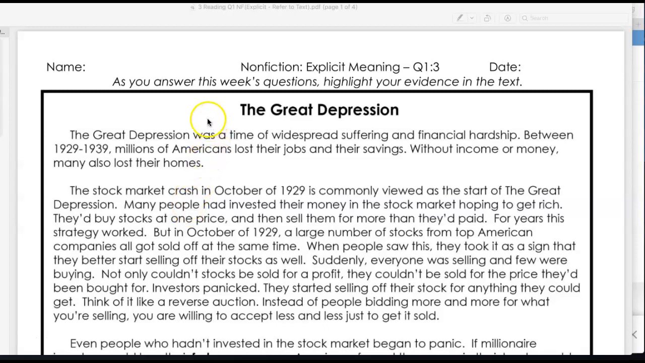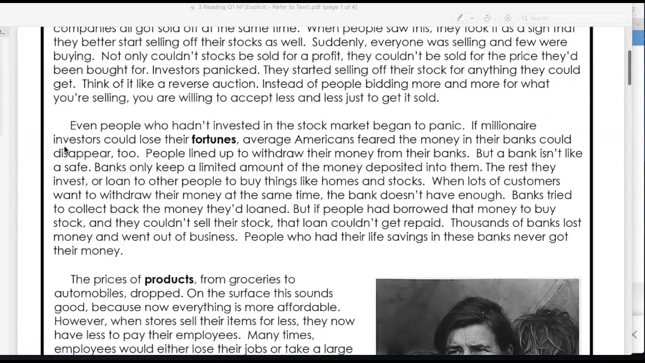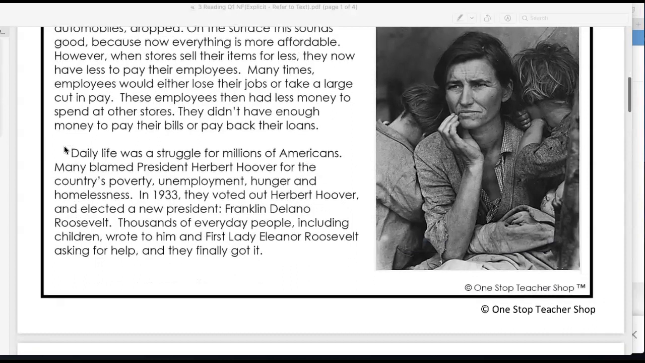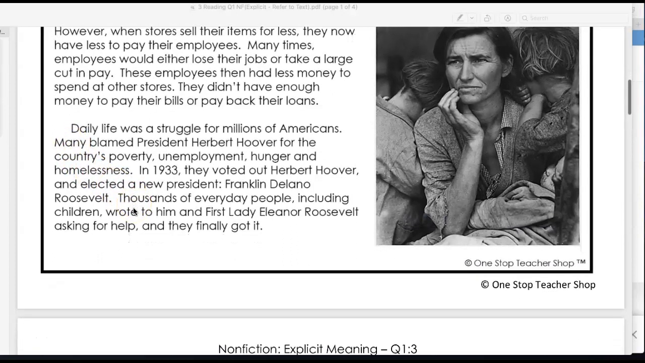This week's homework is a non-fiction text and you're looking for explicit meaning. So remember our unwrapping skills, underline the title. The title is The Great Depression. Number the paragraphs. So we have 1, 2, 3, 4, and 5. 5 paragraphs, so make sure you number your paragraphs.